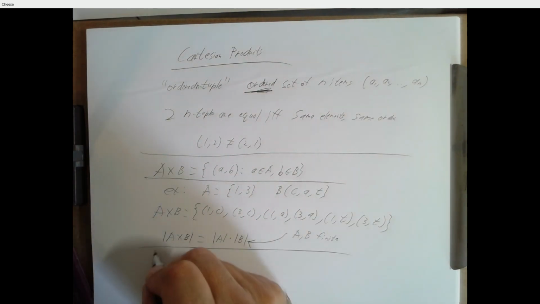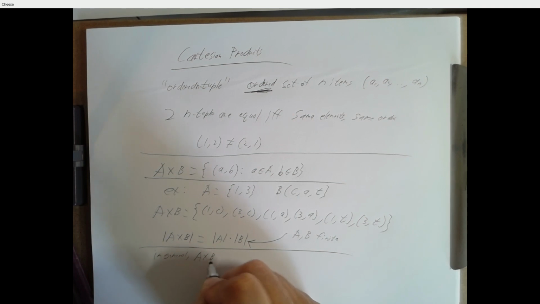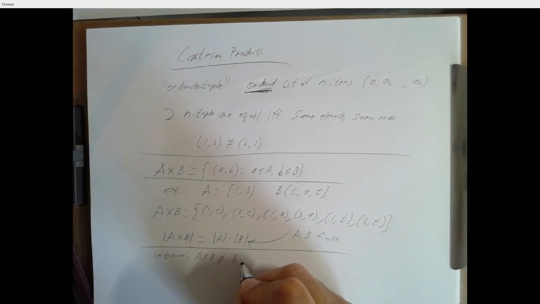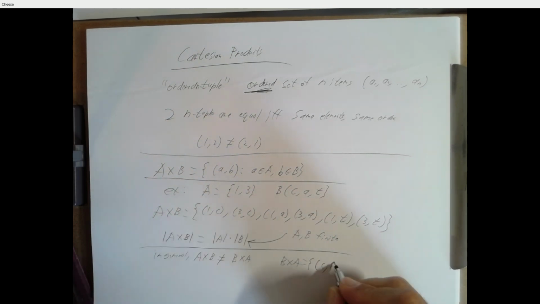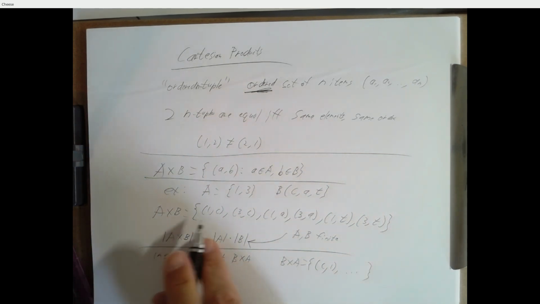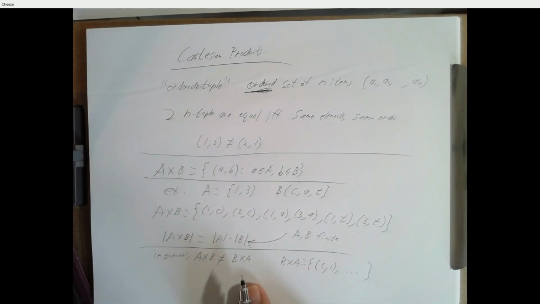Another thing to note is that in general, the Cartesian product of A with B is not the same as the Cartesian product of B with A. Why? Well, if I look at B cross A, it's the set of tuples where the first element comes from B and the second element comes from A. And just looking at the first element, C comma 1, that's not a member of A cross B, right? So that right there, without even filling out the rest of these elements, tells us A cross B is not equal to B cross A in this case.